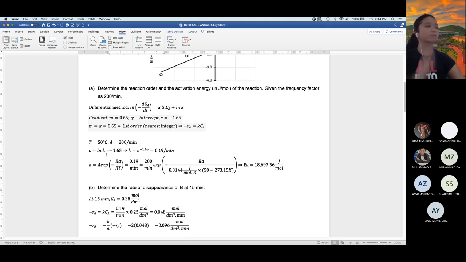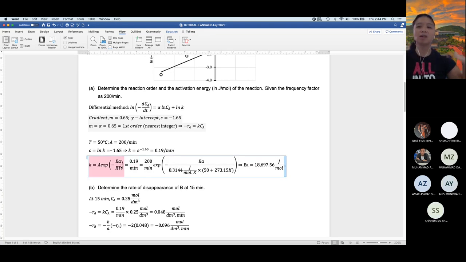Done. However, the question is not yet settled because it wants us to find EA. So remember from the Arrhenius equation, usually if the question has activation energy and frequency factor, definitely it will be using the Arrhenius equation. So in this question, since we know K which is 0.19, and since the reaction is at 50 Celsius, of course T2 will be 50 Celsius. Okay, the frequency factor A is given as 200 per minute. So naturally, it will not be a problem for you to solve this in order to obtain your EA value.